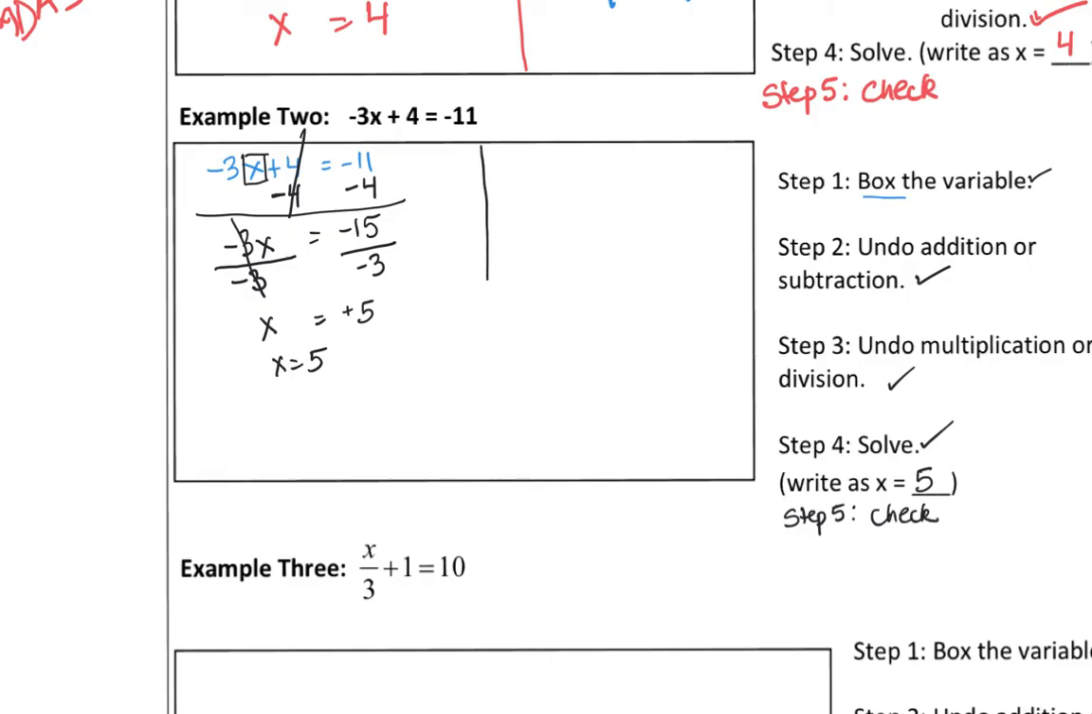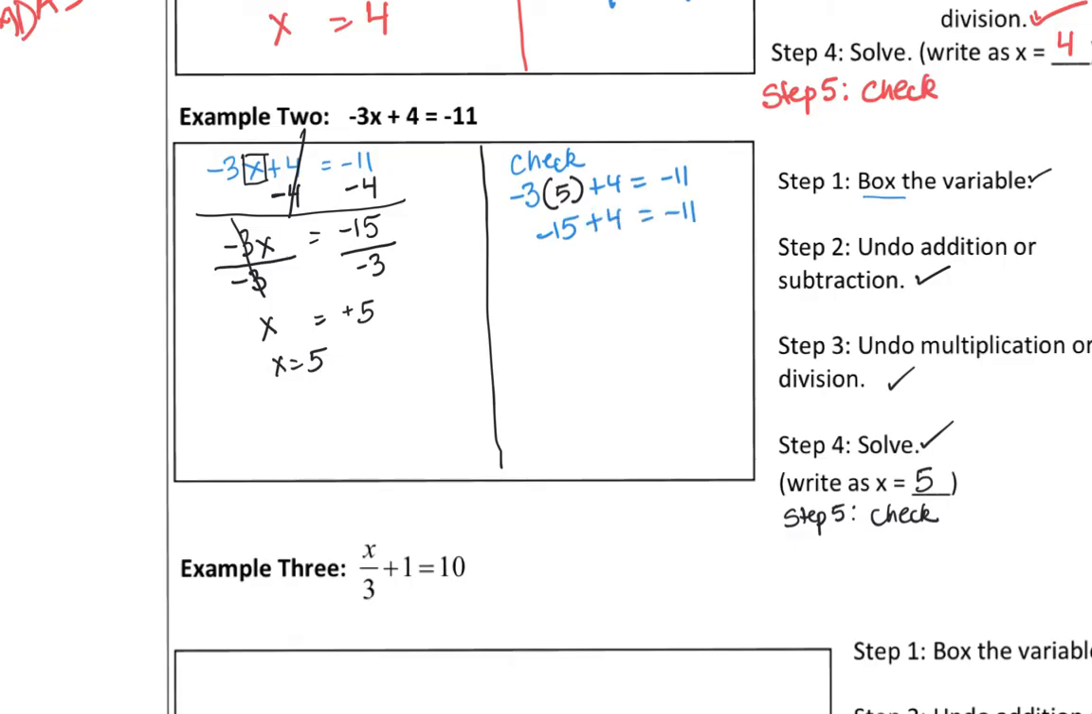And I'm going to do that off on this side. Here's my check. Remember, I'm going to use parentheses to input my value for x. So I have -3 times 5 plus 4 equals -11. -3 times 5 is -15 plus 4 equals -11.